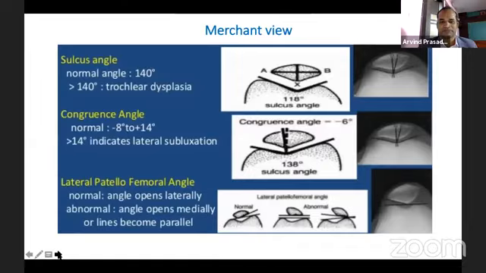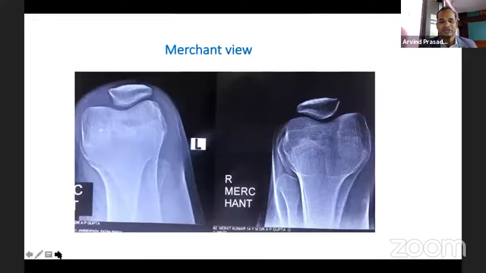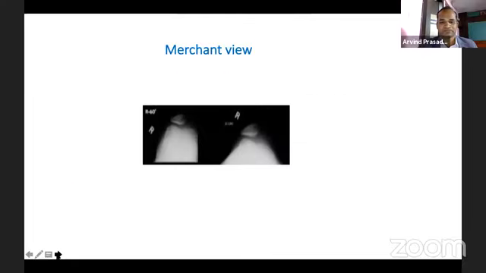So the next is the Merchant view, where we can calculate the sulcus angle, congruence angle, and the lateral patellofemoral angle. All these 3 can be calculated with the Merchant view. At the same time, there is subluxation or dislocation of the patella, and it should always be done for both knees.